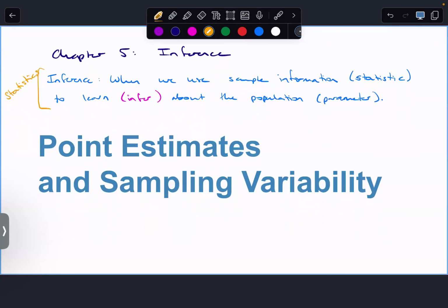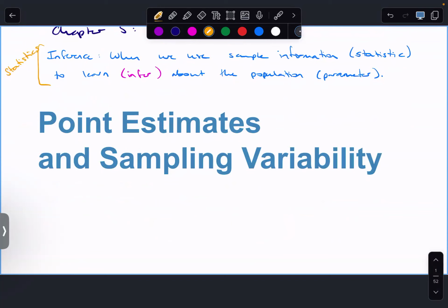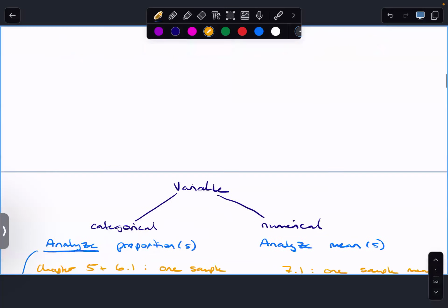Before we can do any inference, we're going to work through a number of different scenarios for inference. But before we can do that, in section 5.1, we have to establish some of the ideas about point estimates and sampling variability before we can move on.